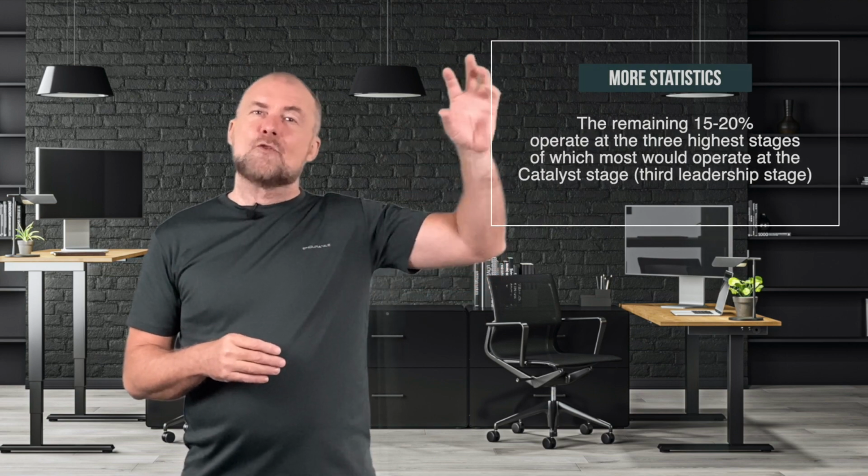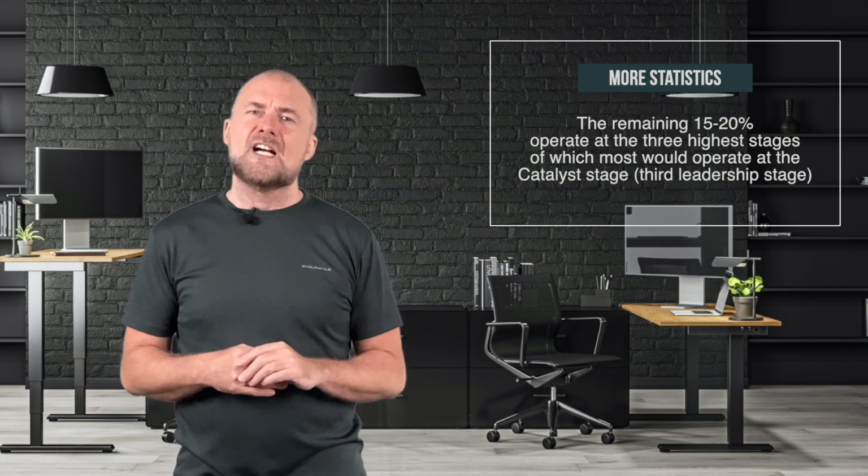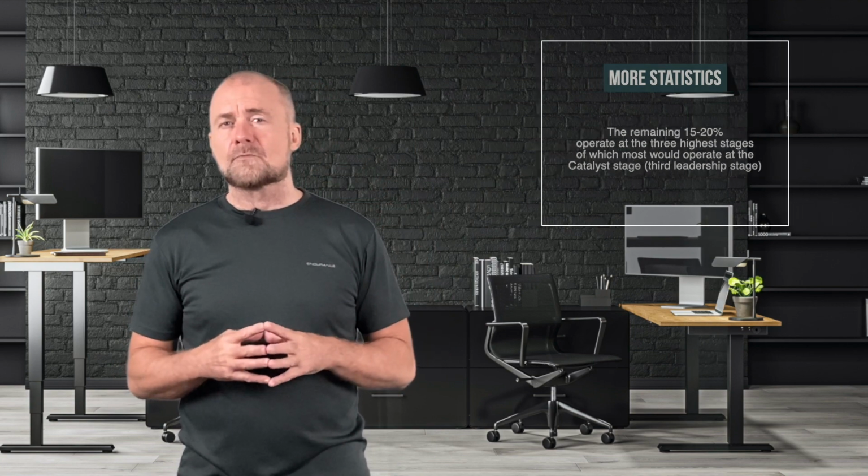Then you have the 15%, of which a large part, maybe 10%, would be operating at the catalyst level. And then you may only have 5% over the last two stages, which are very rare in leadership to see, people operating at the very high stages, which are the co-creator and the alchemist level.